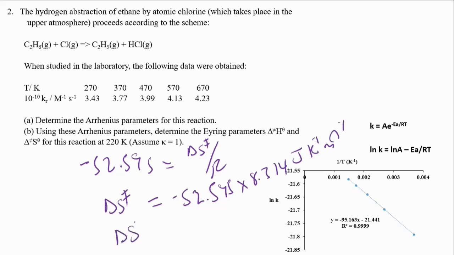And so delta S works out to be this is what I have. And please recheck these numbers just to make sure we are good. Joules per Kelvin per mole. So those are our Eyring parameters as derived from Arrhenius's model.